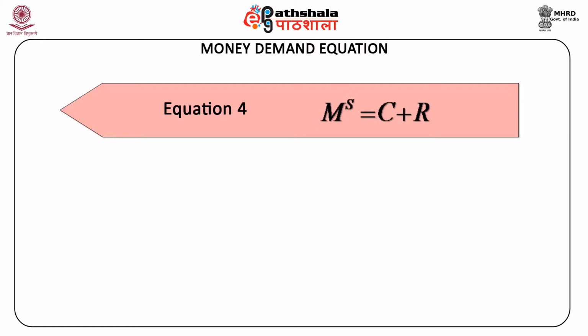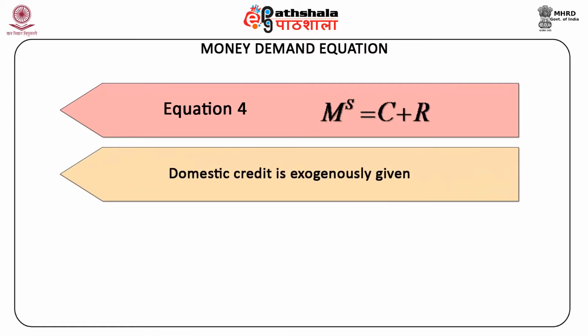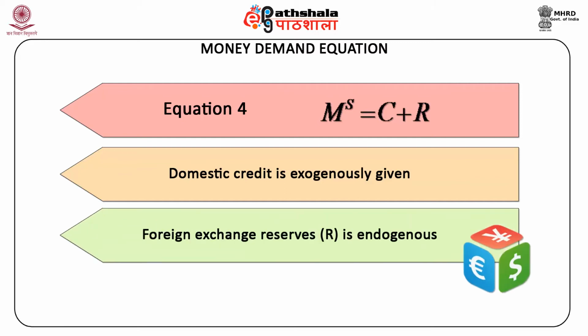Note that the domestic credit C is exogenously given and is under the control of the central bank. However, foreign exchange reserves R are endogenous in an open economy, making the supply of nominal money balances endogenous. The central bank can change the domestic credit to bring about any change in the supply of nominal money balances.